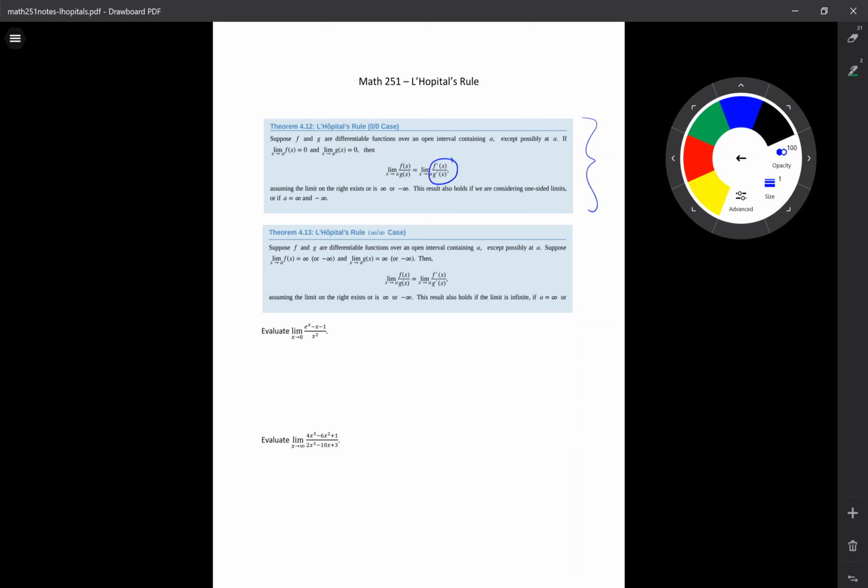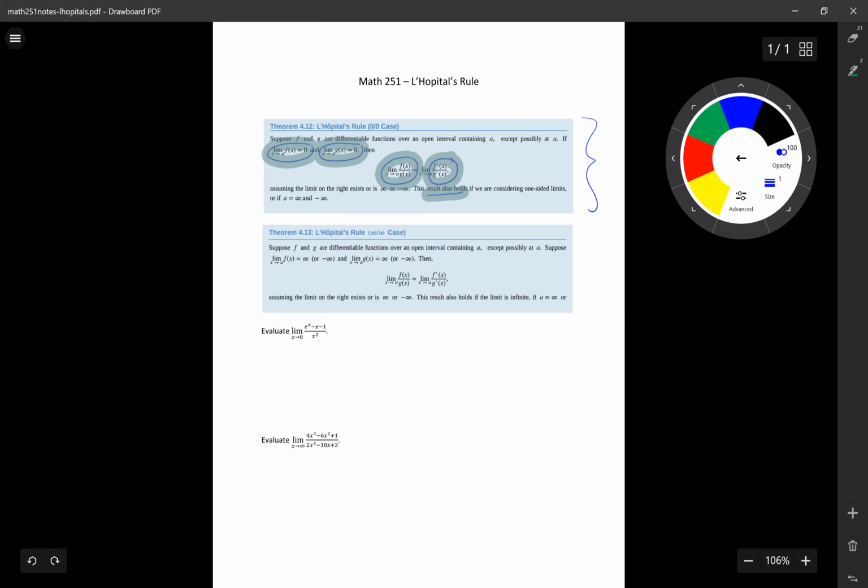So this can occur when the limit as x goes to a of our top function and the limit as x goes to a of our bottom function are both equal to 0, assuming, of course, that the limit of the quotient of the derivatives exists. And this result also holds if we are considering one-sided limits. So this is the first flavor, when the top and the bottom are both equal to 0.